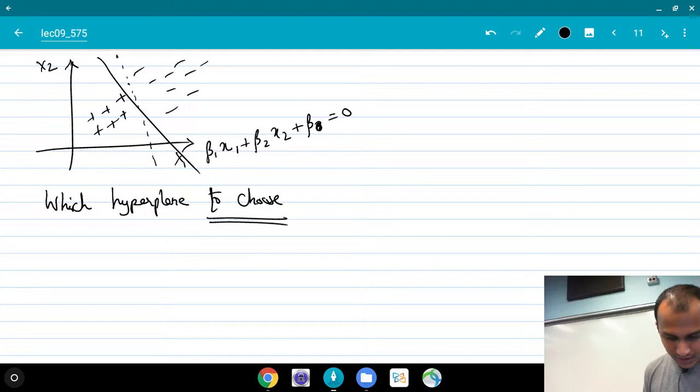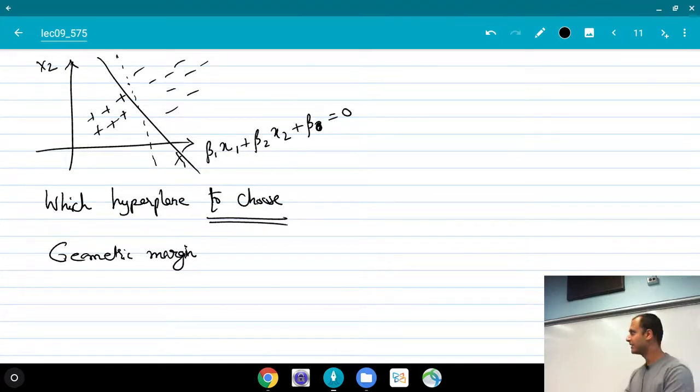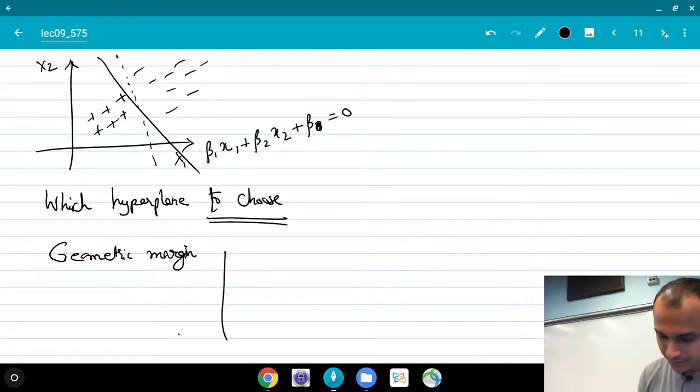We're going to do that by talking about this notion of a geometric margin. In some other versions of SVM lectures, you'll see geometric margin, functional margin, and maybe something else as well. But in our version, we'll just look at geometric margin. So what is the notion of a margin? Think of the same data.